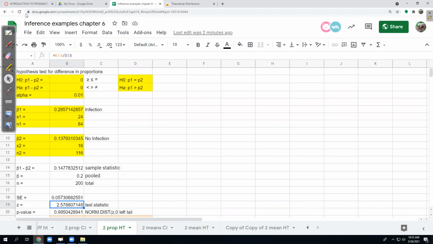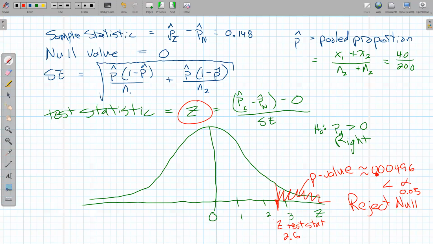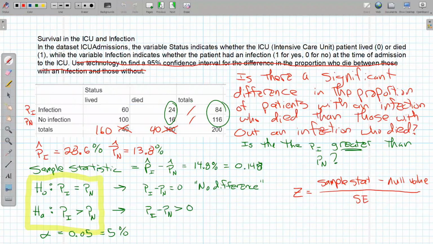All right, conclusion time. The conclusion is where we say what it means in plain English. What does it mean to reject the null here? To do that, I've got to know what my variables mean. So just a reminder: the proportion of patients with an infection who died appears to be greater than the proportion of patients without an infection who died.